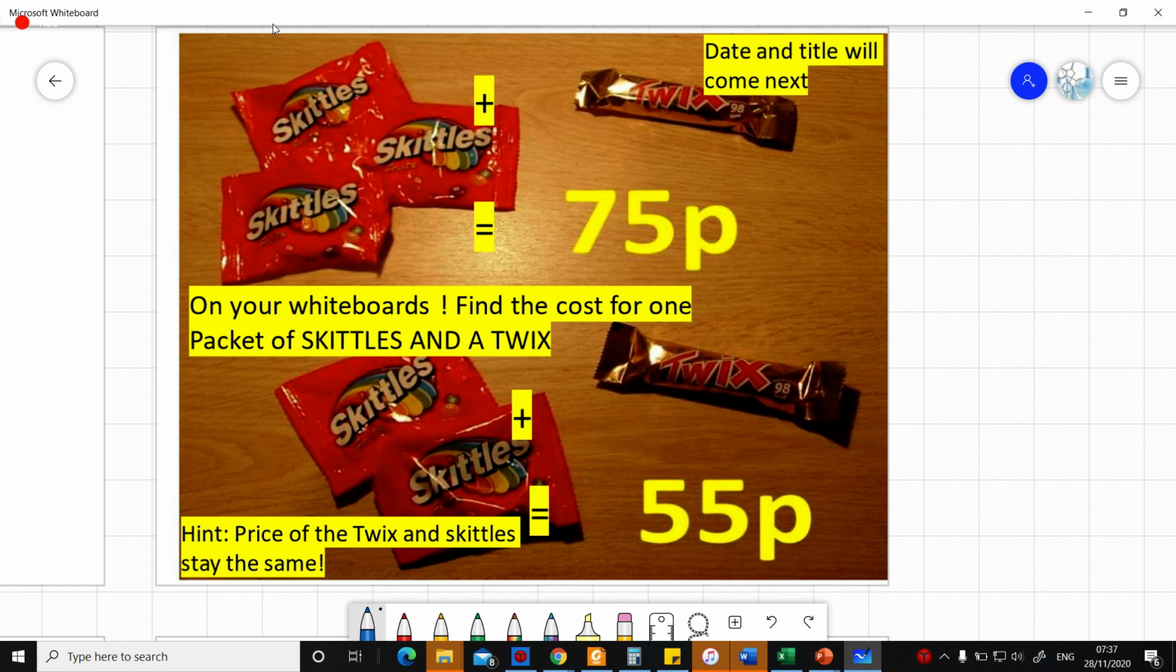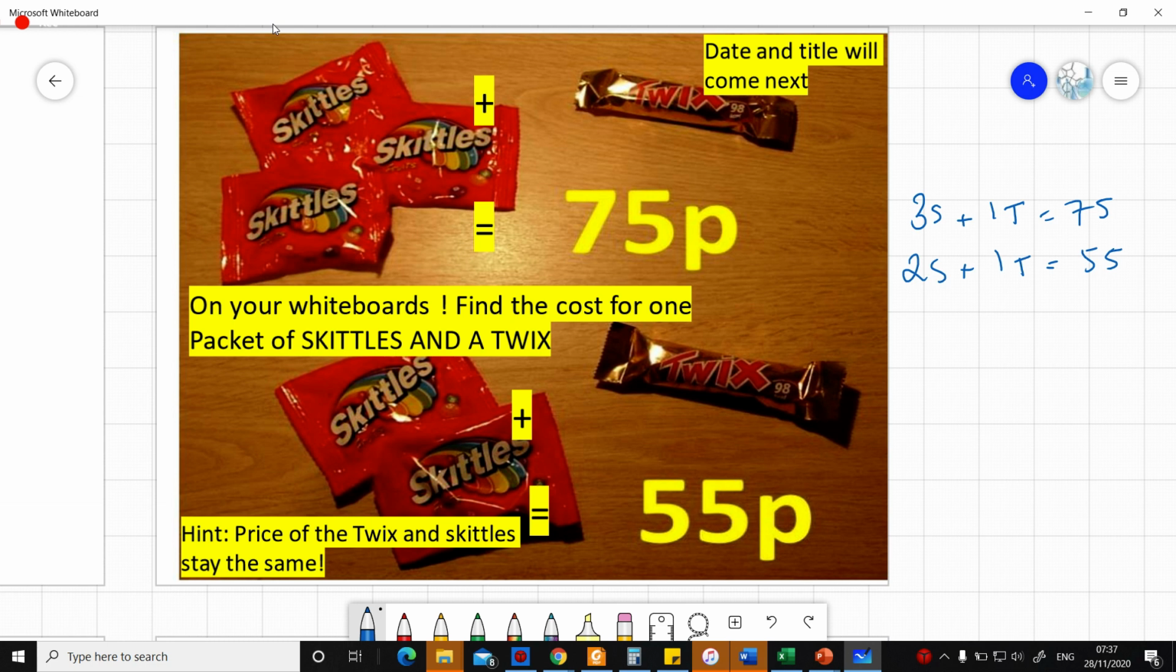Okay, we have 3 Skittles added to 1 Twix is equal to 75p. And then 2 Skittles at the same shop plus 1 Twix equals 55p. So we can write 3 Skittles plus 1 Twix equals 75, and 2 Skittles plus 1 Twix equals 55. Find the cost of 1 packet of Skittles and the Twix.